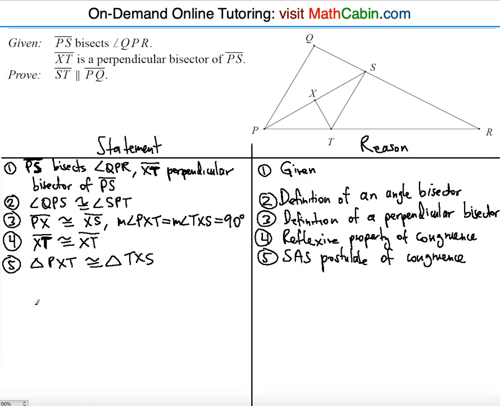All right, so now that we found that these two are congruent, the next step would be to see that angle SPT, this angle, will be congruent to that angle, because these are the corresponding parts of these two congruent triangles, right? So SPT is going to be congruent to angle RST.